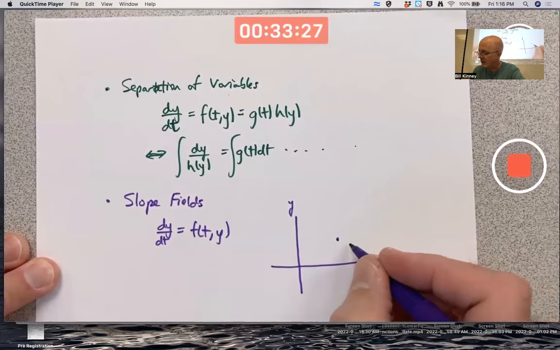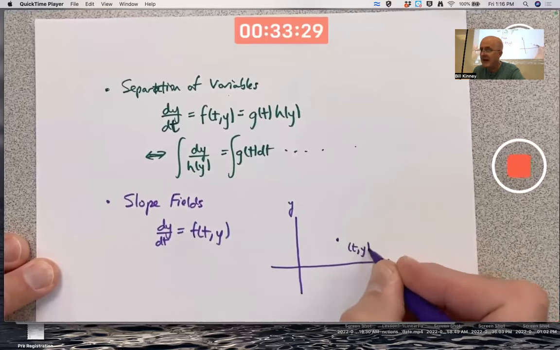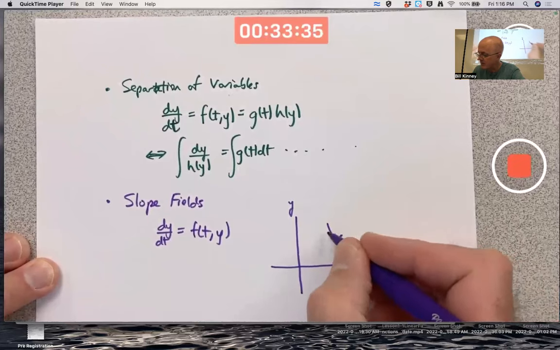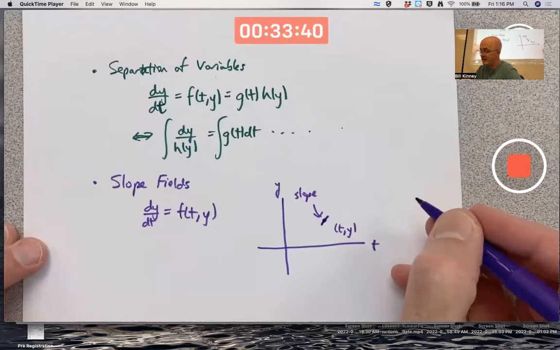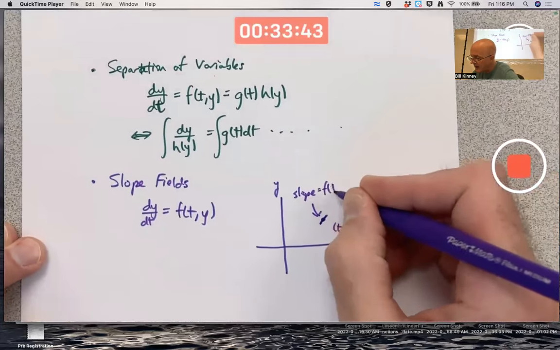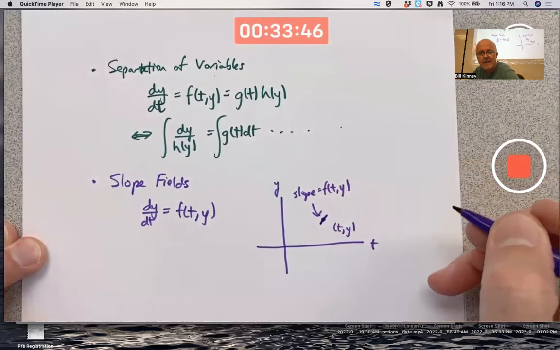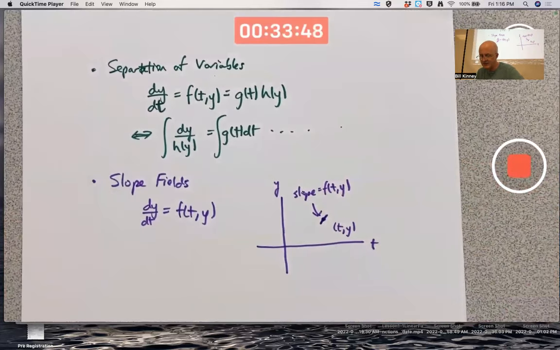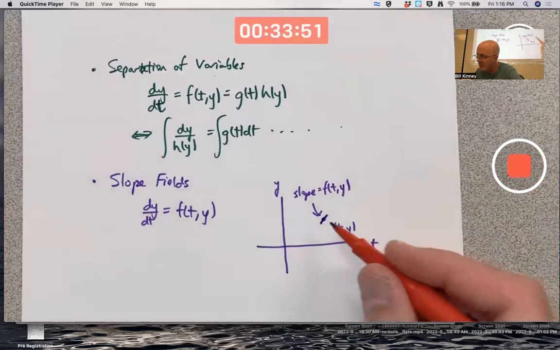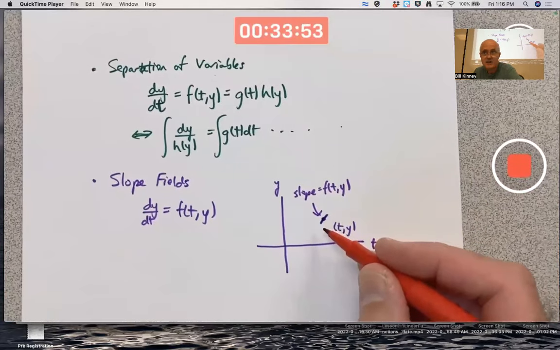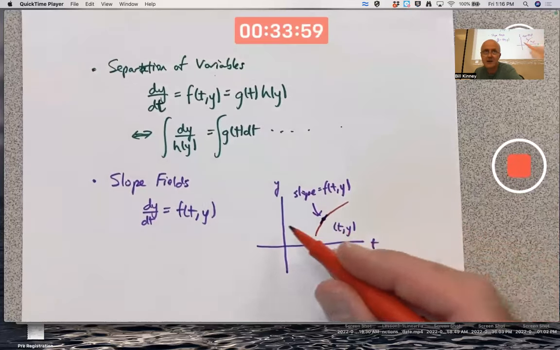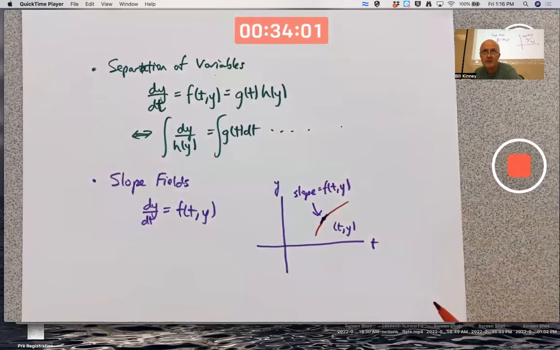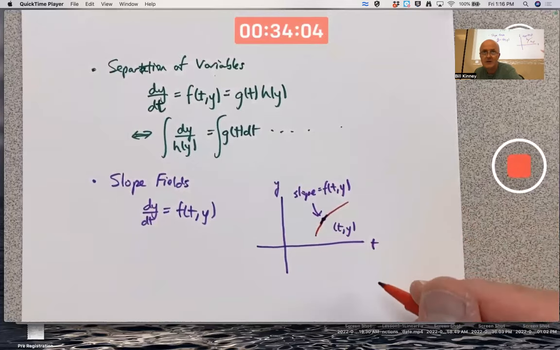Take a given point, what are its coordinates, t, y. Make a little line segment centered at that point, whose slope, this says slope if it's not big enough for you there, is f of t, y. Solutions have to follow the slope field, so if a solution passes through that point, this little line segment has got to be tangent to the solution. Say it like that. I drew that concave down, I could have drawn it concave up. I'm not saying anything about this general situation. It could be either.